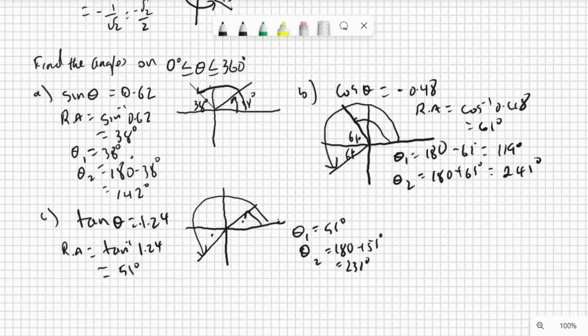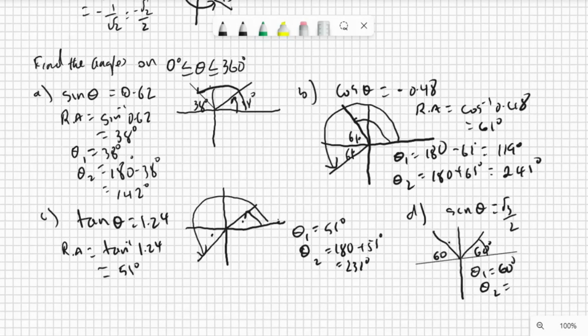Okay, so these are not special angles, but I can use this method for any angle, whether it's special or not. Let's see if this was a special angle. If I have sine theta equal to root 3 over 2, the domain is still the same. So I say root 3 over 2, I have to know it's a special angle. This is sine of 60. So sine is positive here, sine is positive here. I know the acute angle is 60 degrees because it's a special angle. Therefore, my first angle is 60 degrees. My second angle is in the second quadrant, which is always 180 minus 60, which is 120 degrees.